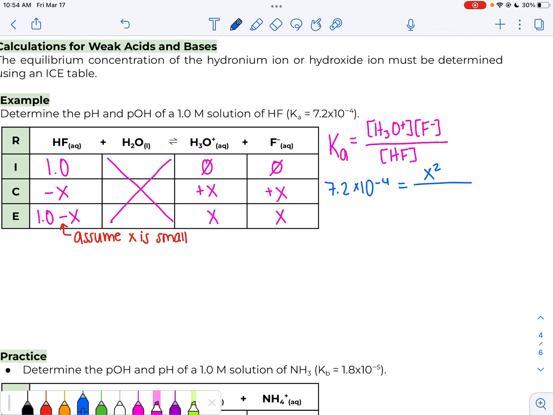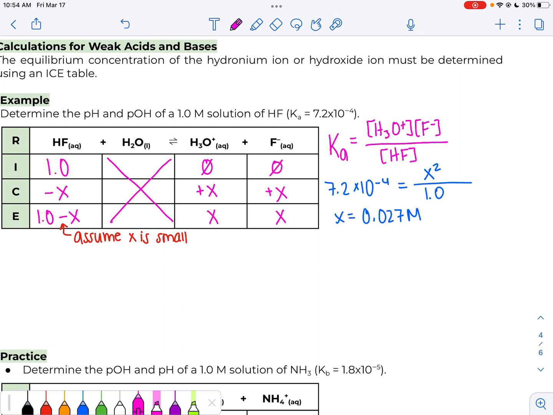We assumed that X is small, so what's the concentration of our hydrofluoric acid at equilibrium? Just 1. Love this math. 1 times 7.2 times 10 to the negative fourth is 7.2 times 10 to the negative fourth. And I'm such a genius that I can do square roots in my head. Just kidding, I did this ahead of time. So I'm going to find that the X value is equal to 0.027 molar.